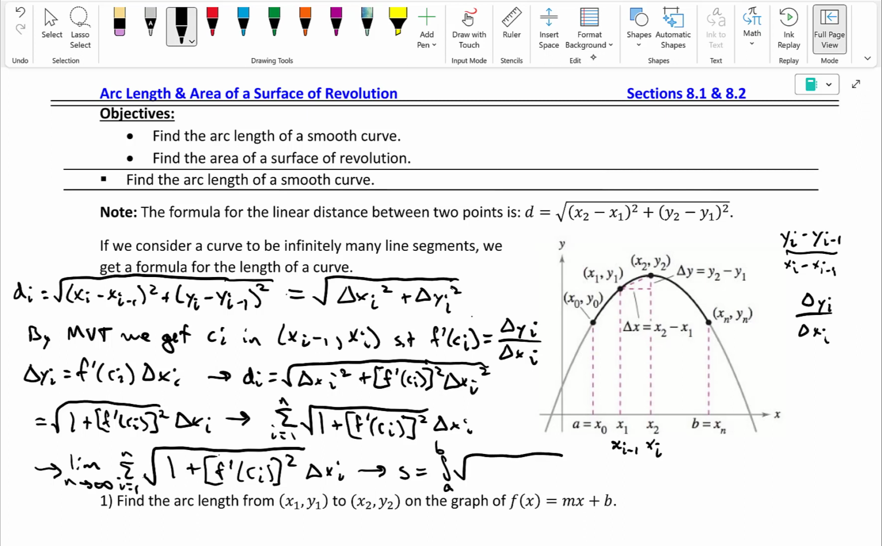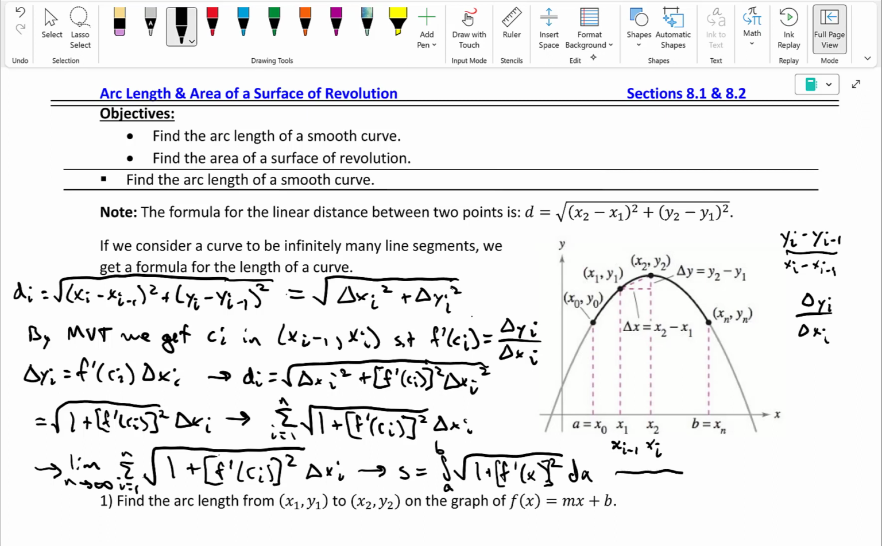Square root of 1 plus f prime of x squared, and then the delta x_i becomes our dx, right? Our little increments with respect to x. So this is the formula we're working with.